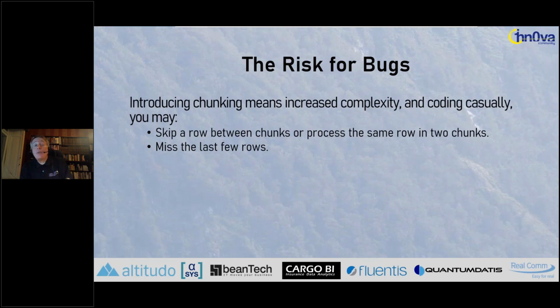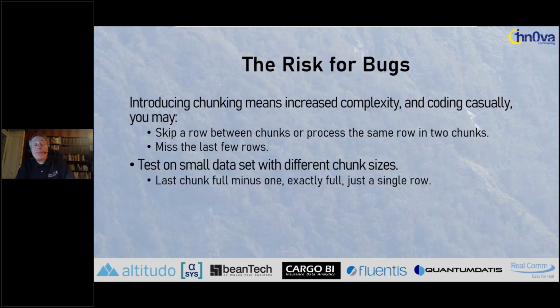Now let's talk about the risk for bugs. Introducing chunking means increased complexity. So if you're coding casually, sleepy and just sitting at the keyboard, yeah, you could introduce silly bugs like skipping a row between chunks, or processing the same row in 2 chunks, or missing the last 2 rows. So I would recommend that you test your data set on small, different chunk sizes, like the last chunk being full minus 1, the last chunk exactly full, the last chunk exactly 1 row.